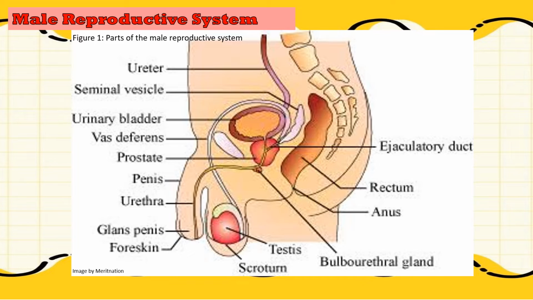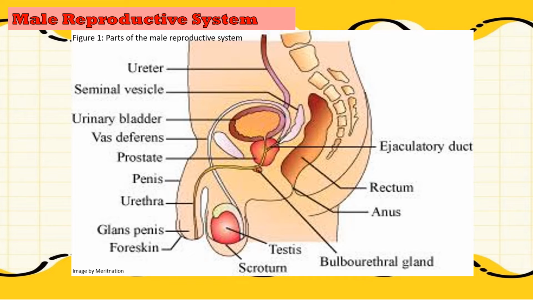Because the vagina of the female is naturally acidic. If it is not neutralized, it may cause the death of the sperm cell and it will not reach the egg cell to fertilize the egg.